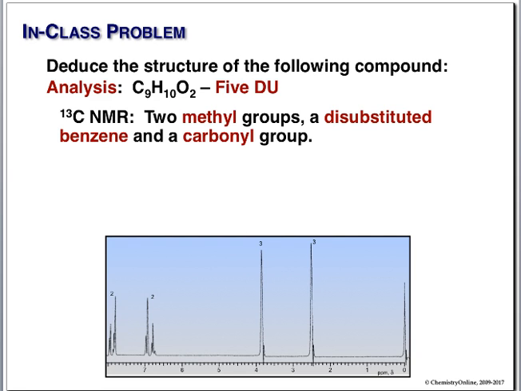Now we have 5 degrees of unsaturation, right? 4 of them are the ring. If you add everything up, we're missing a carbon and an oxygen. We know we have a carbonyl. So let's try to put our pieces together.